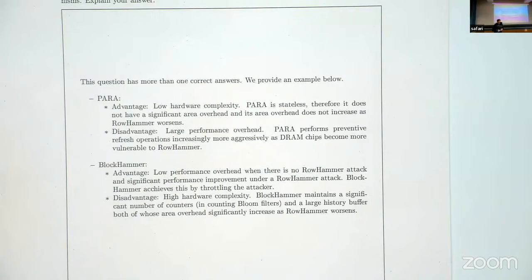On the other hand, BlockHammer can give you low performance overhead because it does not throttle all accesses. It selectively throttles the accesses that are identified as targeting the aggressor rows. And the disadvantage is the high hardware complexity because you need to implement a lot of counters. So if you have some other advantages or disadvantages in your mind, please share.